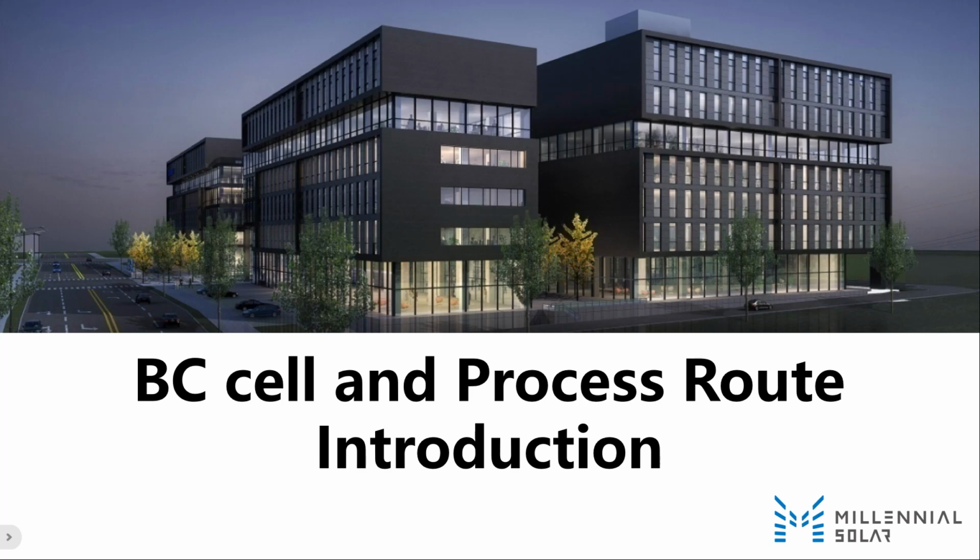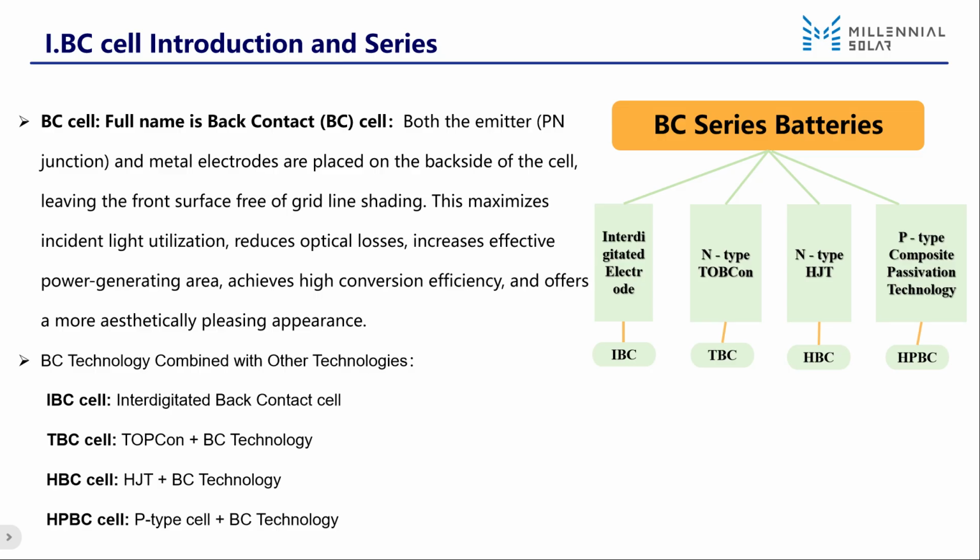Next, let's share the process routes for BC cells. First, an introduction to BC cells. What is a BC cell? It is a full back contact cell with no front side grid lines. All grid lines are placed on the back side. Since the front side has no grid lines, there is no shading, maximizing the utilization of incident light.